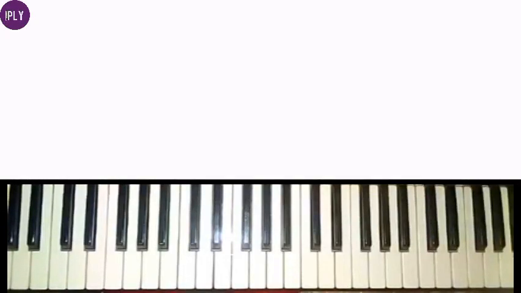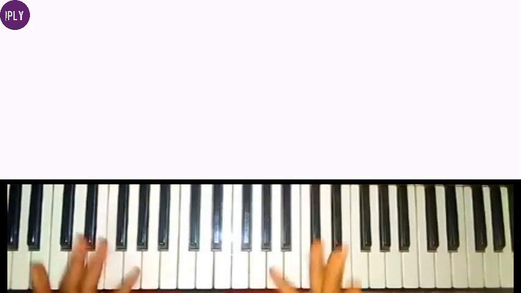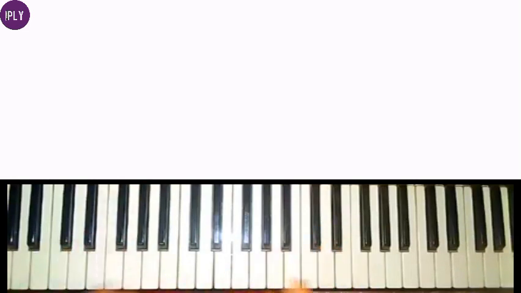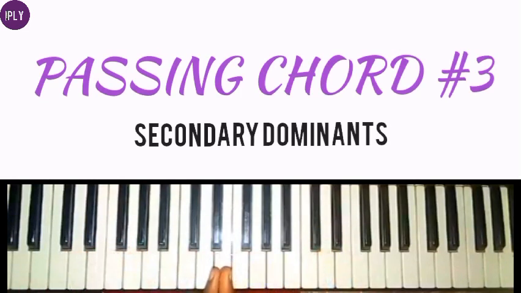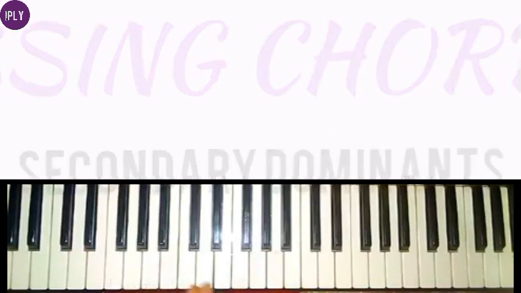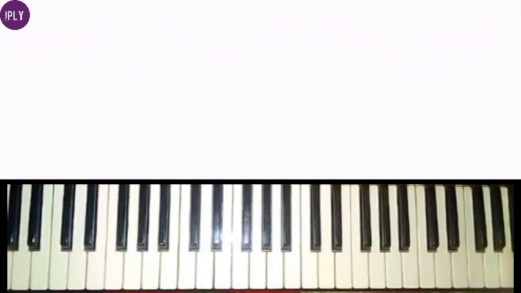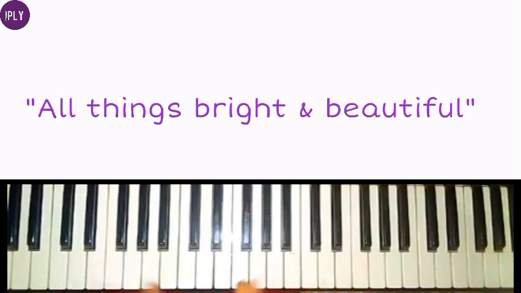So the next type of passing chord that you can use to your chord 5 is what we call secondary dominance of the chord 5. Okay, so let me demonstrate this in a song and then I'll explain how everything works. So we're going to be using the song All Things Bright and Beautiful. If you know the song, fine. If you don't, just get the concept. Okay, this is how it goes.